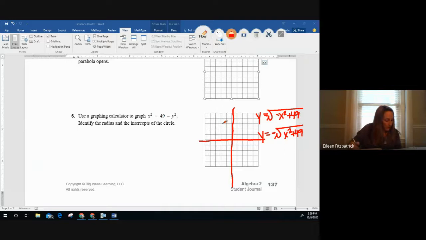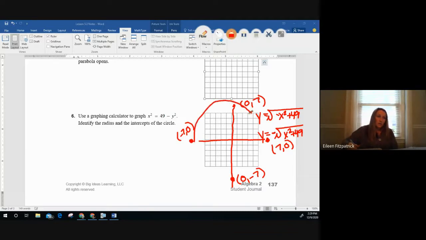All right, so we had -7, 0. We're a little bit off, that's okay. And then we had 0, 7, a little bit off as well. And then we had 7, 0. And then we're going to have 0, -7. All right, so looking at my circle, that is a terribly drawn circle.